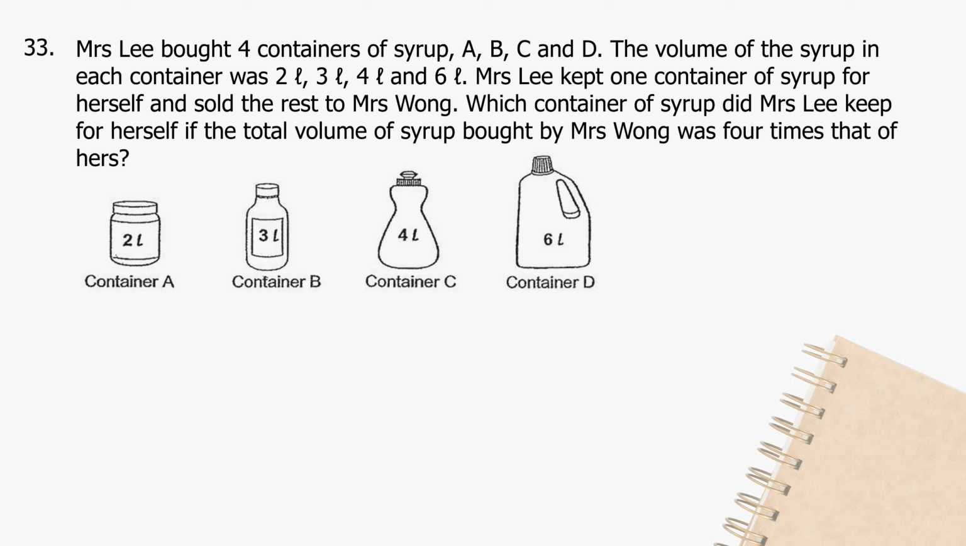Question 33. Mrs. Lee bought 4 containers of syrup A, B, C, and D. The volume of the syrup in each container was 2 liters, 3 liters, 4 liters, and 6 liters. Mrs. Lee kept 1 container of syrup for herself and sold the rest to Mrs. Wong. Which container of syrup did Mrs. Lee keep for herself, if the total volume of syrup bought by Mrs. Wong was 4 times that of hers?